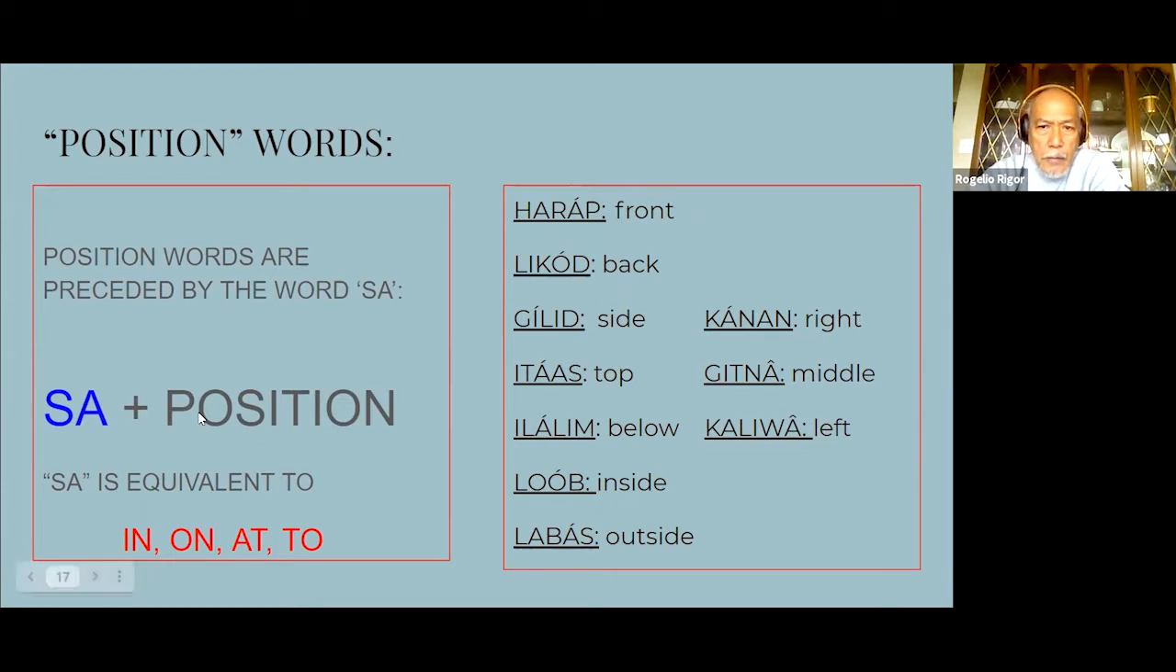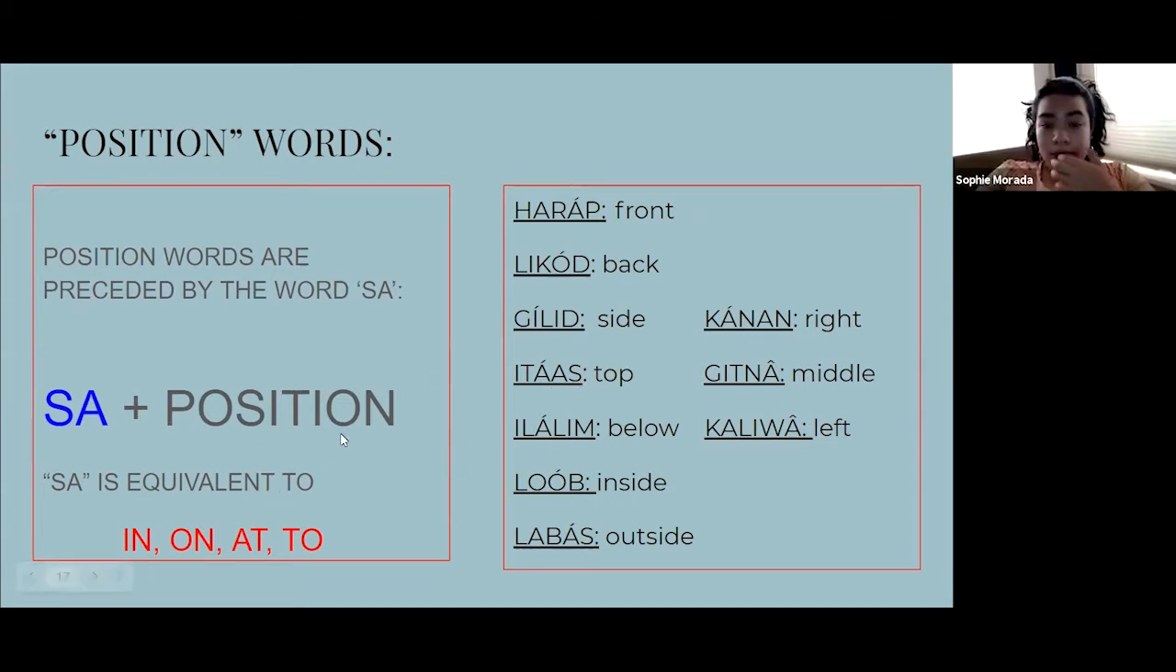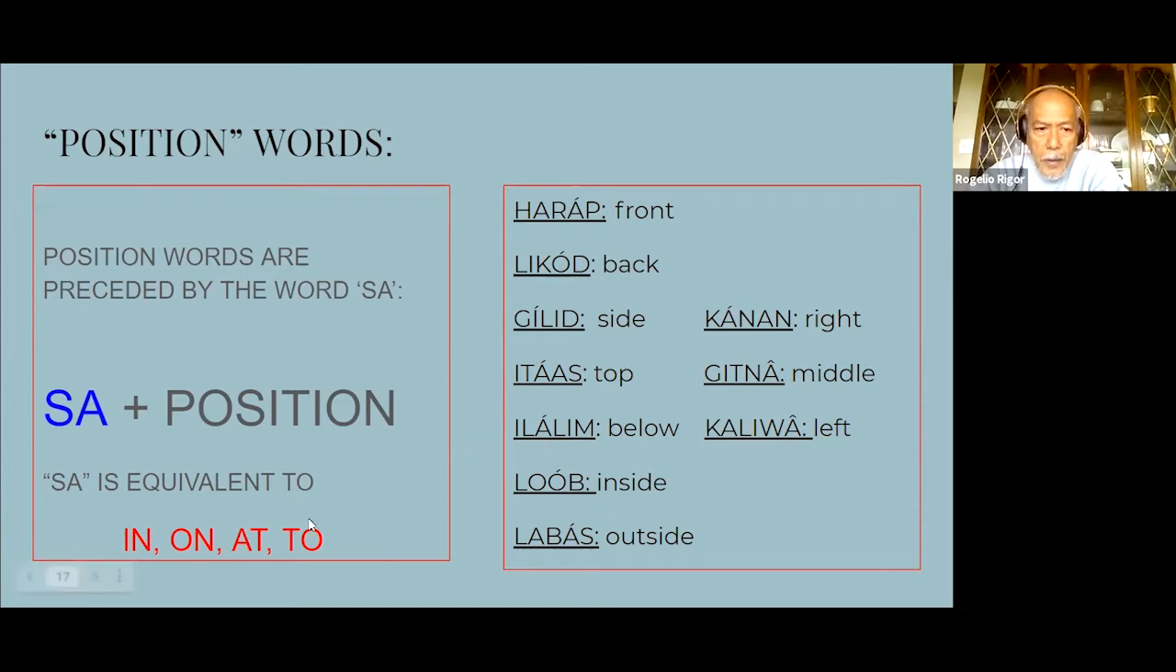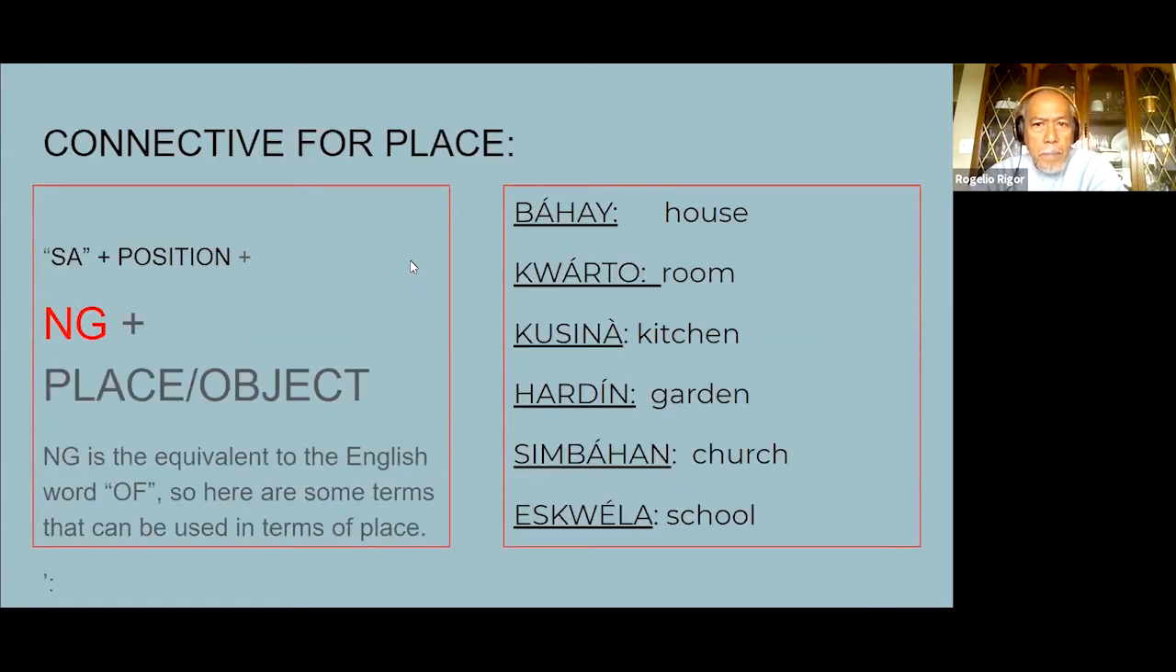So these are positions, right? So you say in front of, on top of, inside, outside, etc. Every single one of these is preceded by the article sa. Okay. So if you say position and place, then we put here the connective ng, and ng is the equivalent of the English word "of." So here are some terms that can be used in terms of place. Go ahead and read them.